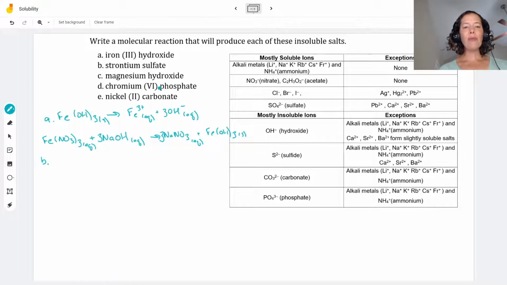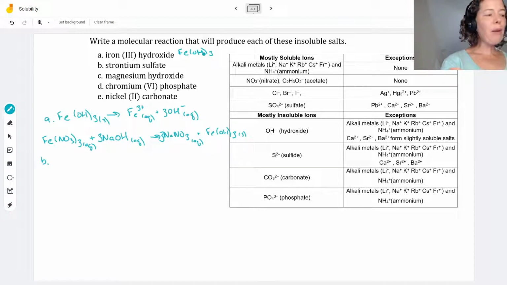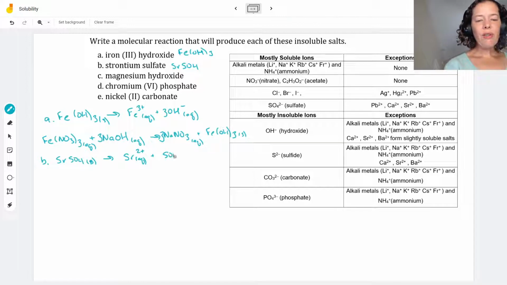So strontium sulfate. Maybe what I should actually do, since this was iron 3 hydroxide, is go ahead and get the molecular formula up. So strontium sulfate, because that might make it easier to apply these rules. Strontium sulfate is insoluble, which means I need to form some salt that is going to give me a strontium cation that's soluble, and of course a sulfate anion that is soluble.